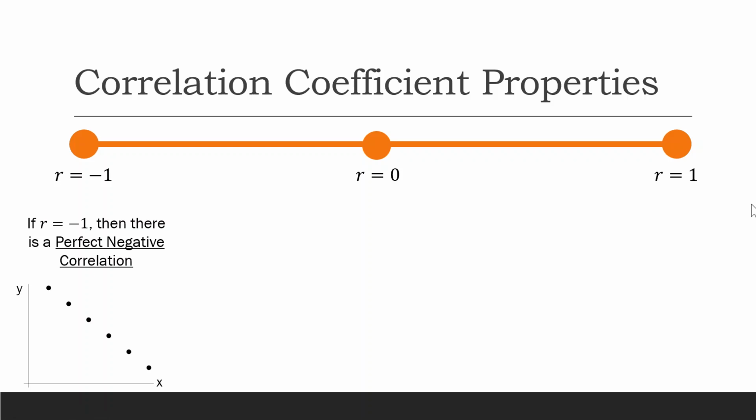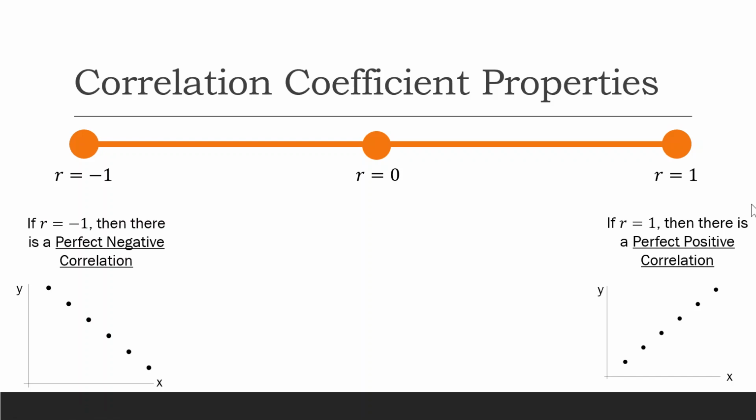All right. The opposite happens for R equals 1. When R equals 1, there is a perfect positive correlation, right? That's the strongest correlation we'll ever see. And so that's a perfect positive correlation. All of the points are on a line with a positive slope.